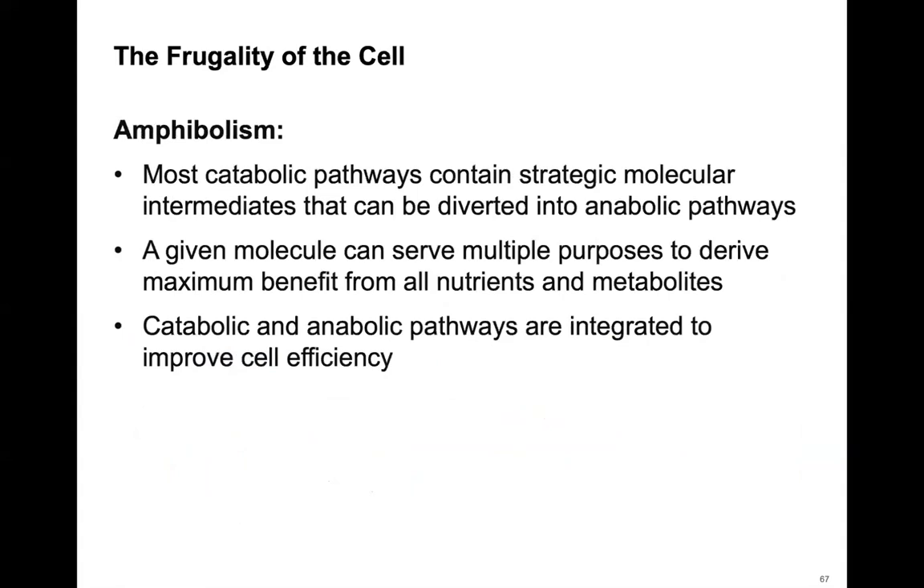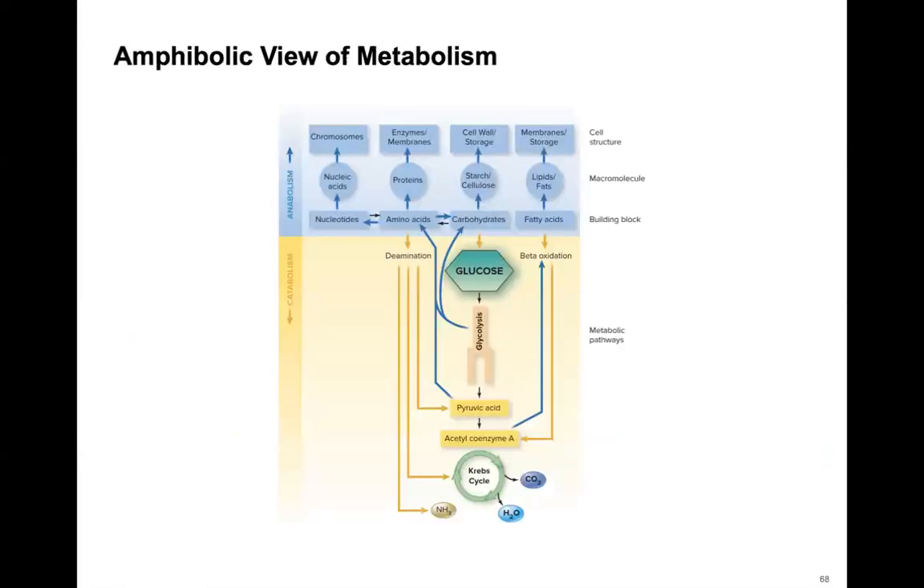Now, the frugality of the cell. Amphibolic: most catabolic pathways contain strategic molecular intermediates that can be diverted into anabolic pathways. A given molecule can serve multiple purposes to derive maximum benefit from all nutrients and metabolites. Catabolic and anabolic pathways are integrated to improve cell efficiency. And here's an amphibolic view of metabolism, where these intermediates work between several different pathways.